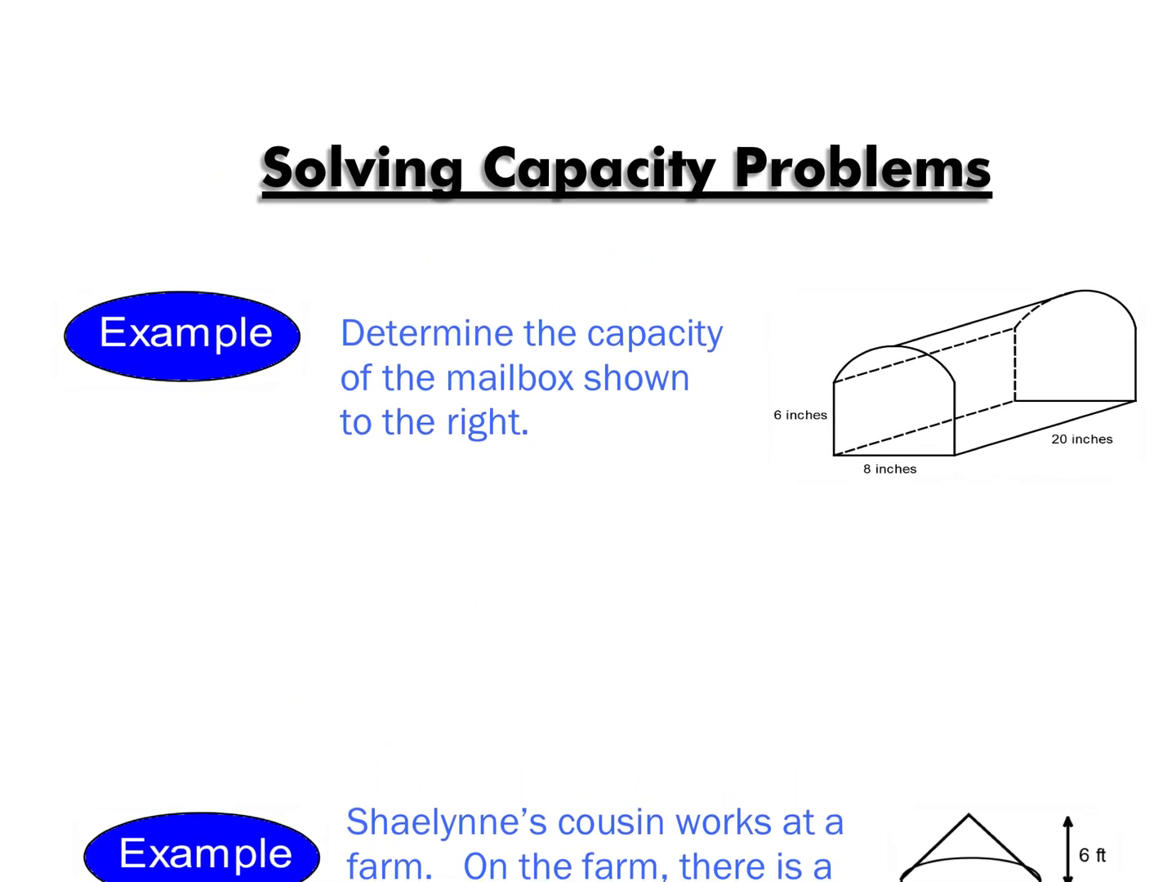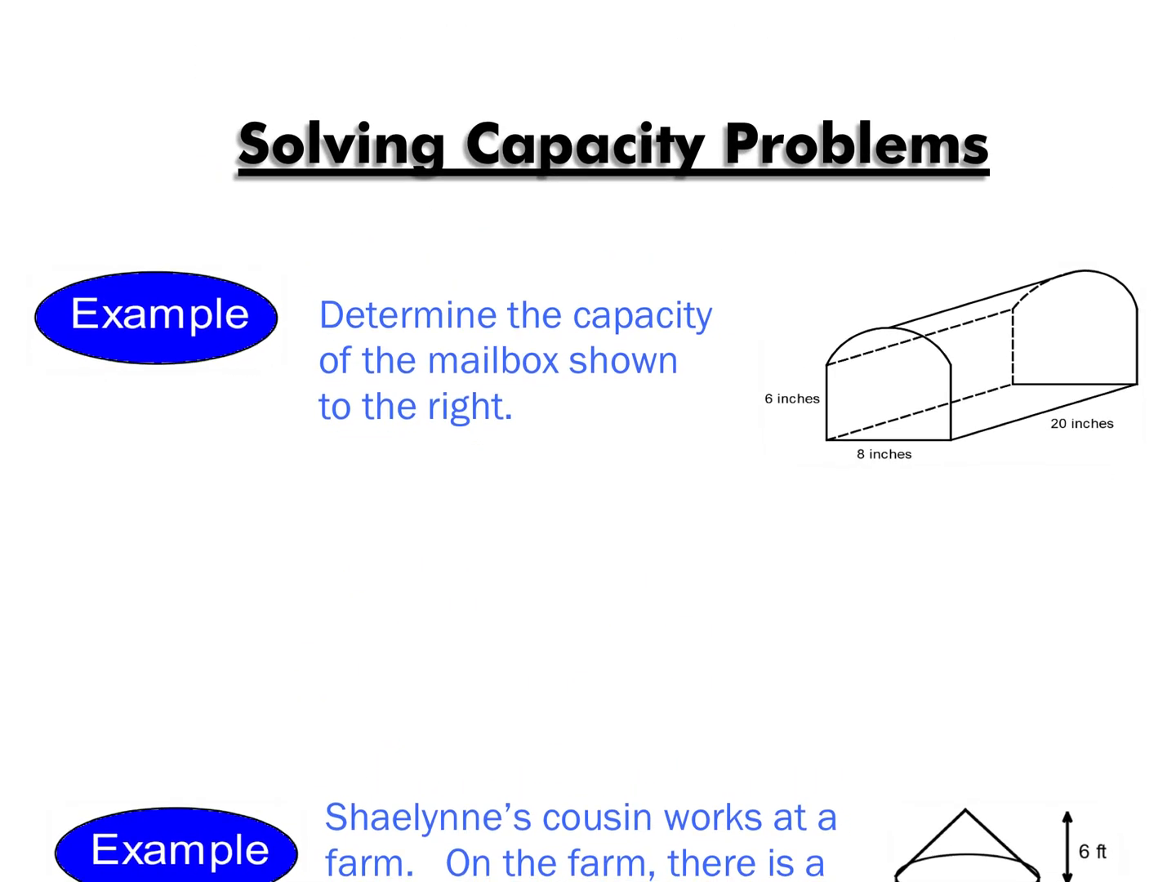So here, we are solving capacity problems. And capacity is just another word for volume. So really, we're just looking at these objects, many of them are composite objects, and we're figuring out the volume. So we're still going to use those volume formulas that we've been using so far.